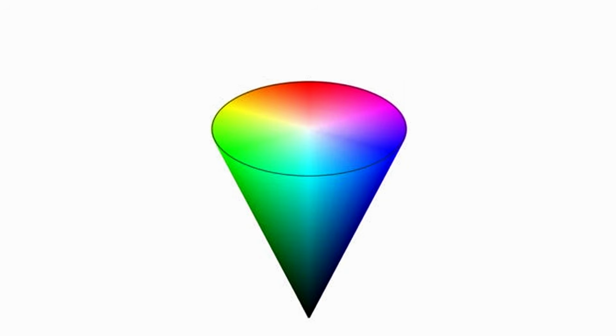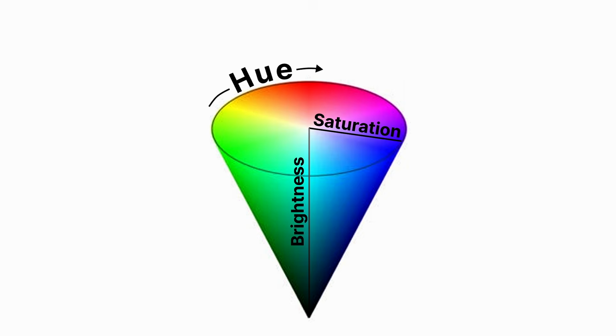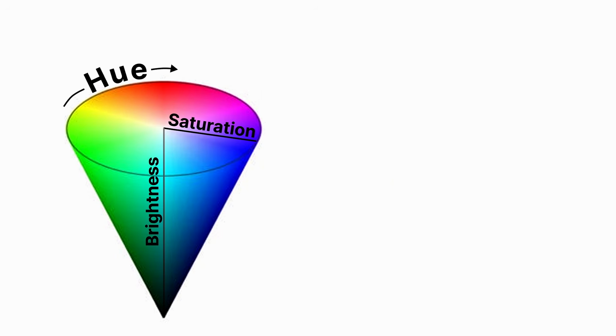The angle around the circle is known as hue, the distance from the center is known as saturation, and the amount of white versus black in the center is known as brightness. This color model is known as HSB. As brightness goes to 0, all colors converge toward black. Most creative software uses an HSB-style color picker.